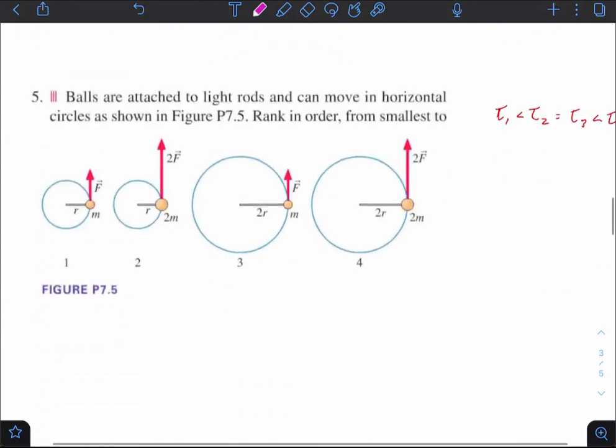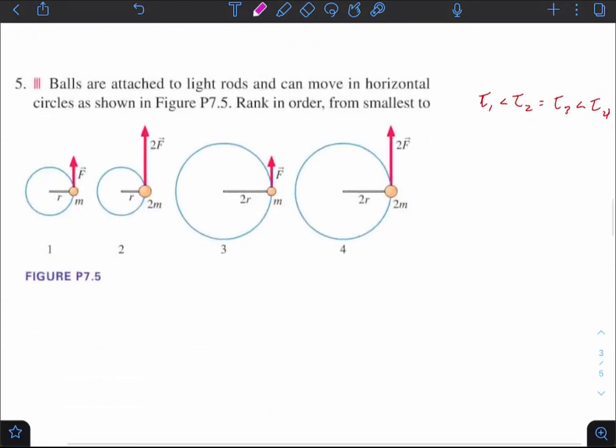Fantastic. 5, rank the torques in order from smallest to largest. And I'm just going to figure out what the torque is in terms of R and F. Oh, we're also given different masses, but the torque equation is RF sine theta, which means mass doesn't change the torque. So the first one, we have R times F times sine theta, but it's perpendicular, which means we can ignore sine theta for all of them.